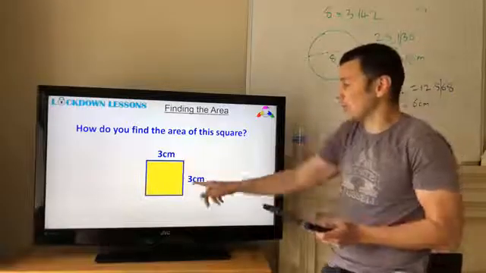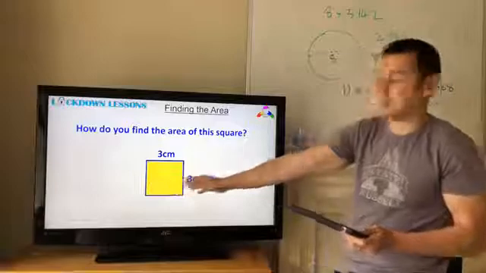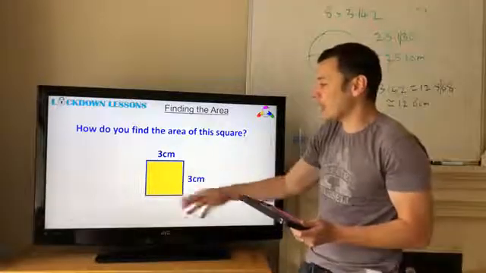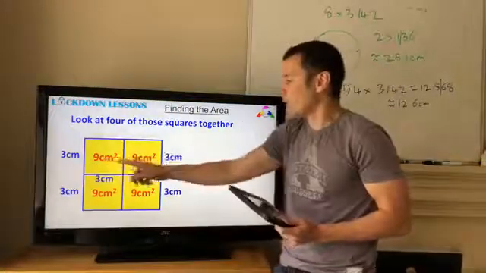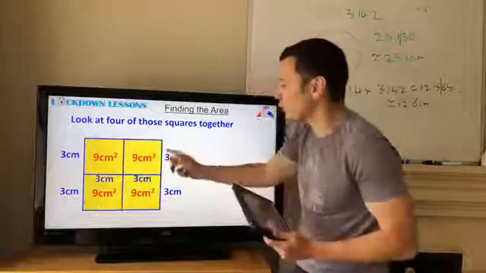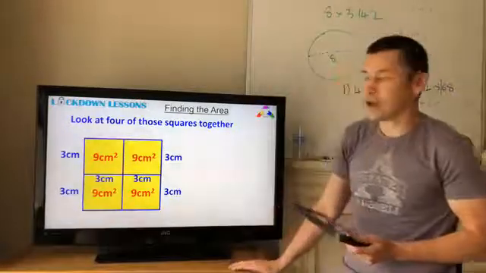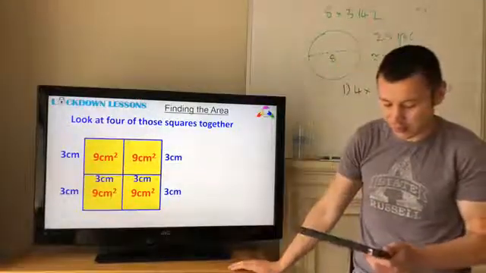Okay, so you would do 3 times 3 to get 9 centimetres squared for this. You times the base by the height, 3 times 3. So imagine 4 of these squares now together. So they're all 9, so we've got 9, 9, 9 and 9. In total, this square is going to be 36 centimetres squared.